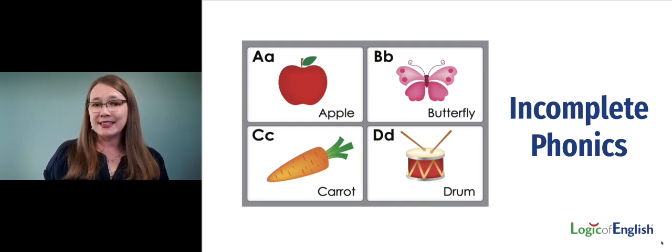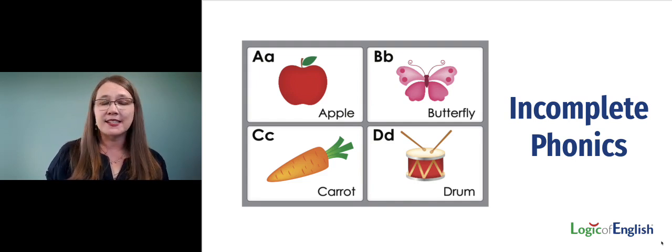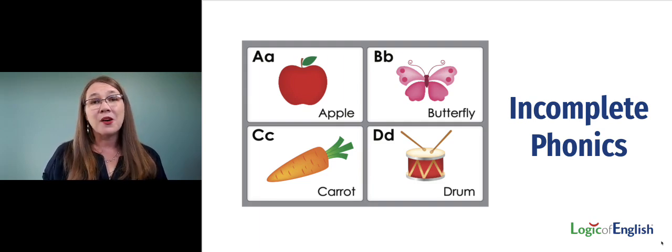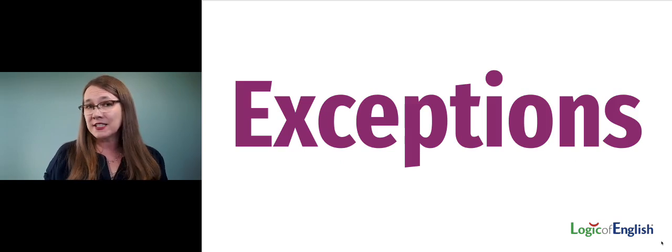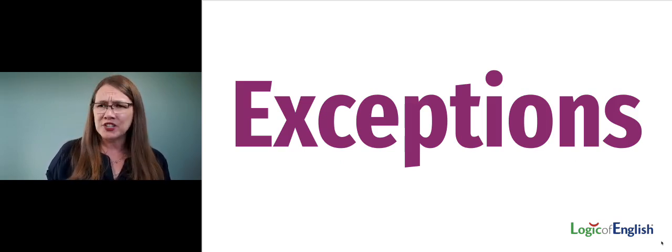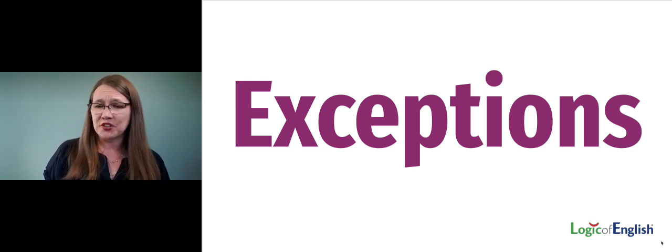We know that A says /a/ as in apple and A is in grapes, B says /b/ as in butterfly, C says /k/ as in carrot, D says /d/ as in drum, SH says /sh/ as in ship. However, the phonics that many of us have been taught leaves a lot of exceptions and a lot of questions that remain unanswered about how words are read and spelled.